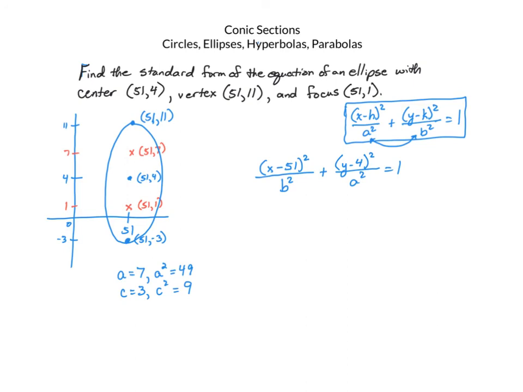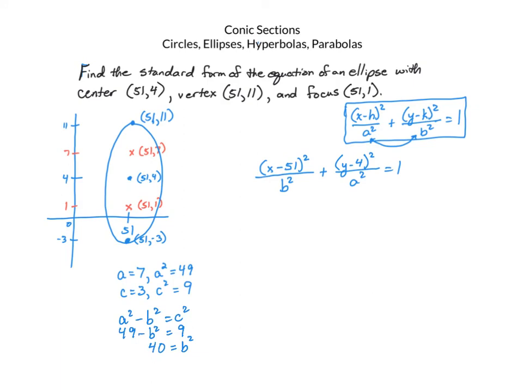We know the relationship between a's, b's, and c's with an ellipse is a squared minus b squared equals c squared. I'm popping in my a squared, and I'm going to pop in my c squared. And I solve for b squared. So I'm going to add b squared to bring it to the right and subtract 9 and bring it to the left. So I have b squared equals 40.